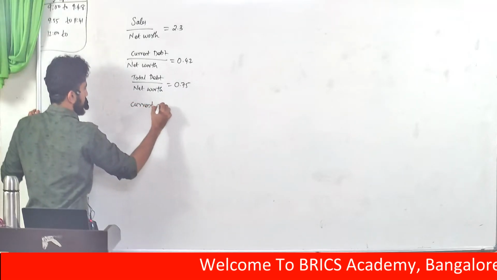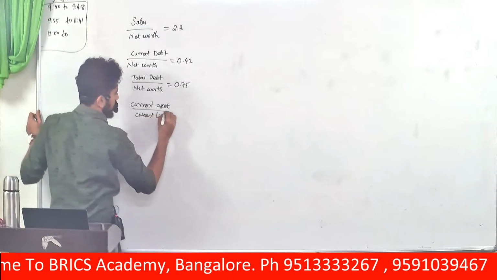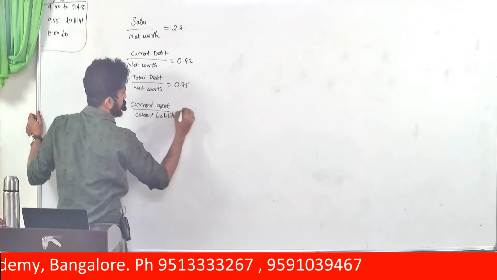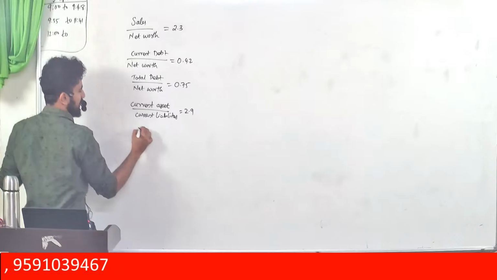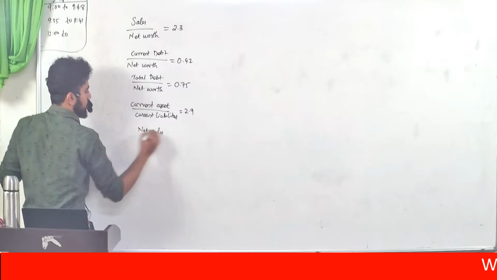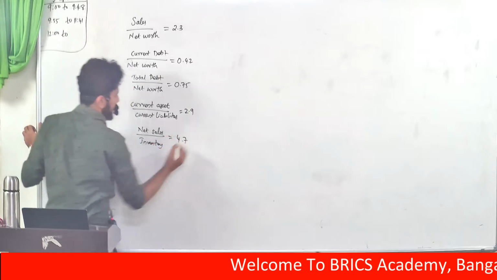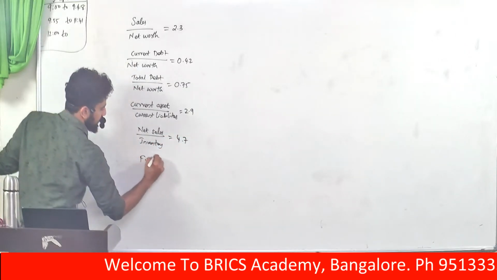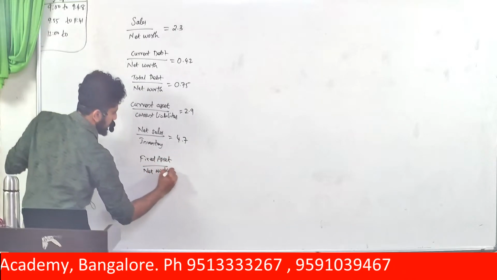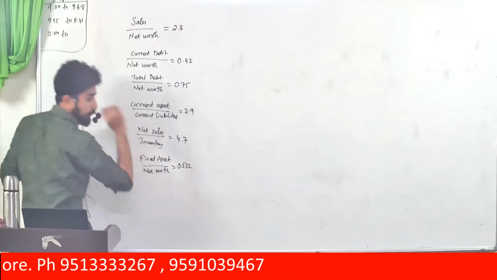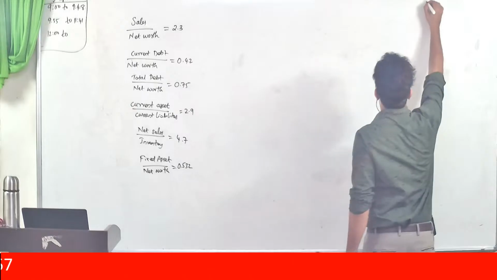Current ratio, you know what the current ratio is? Current assets divided by current liabilities. It is 2.9. Net sales to inventory is 4.7. Fixed asset to net worth is 0.532, 53.2%. Anything else given? And they have given a pro forma balance sheet.